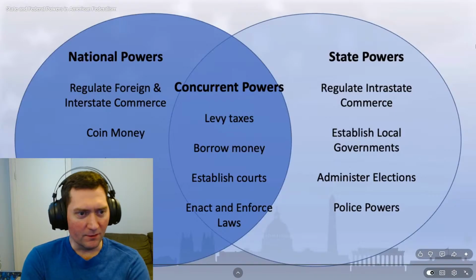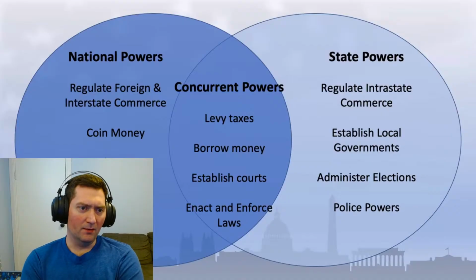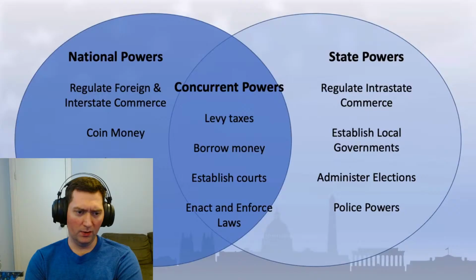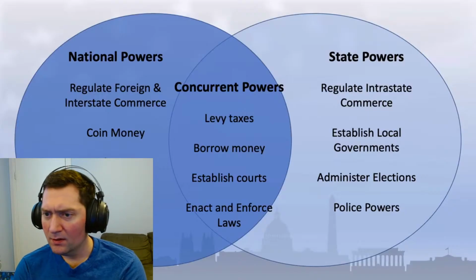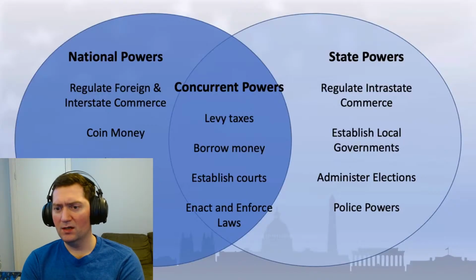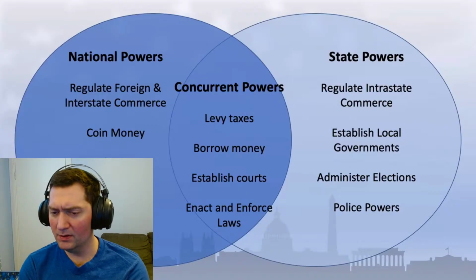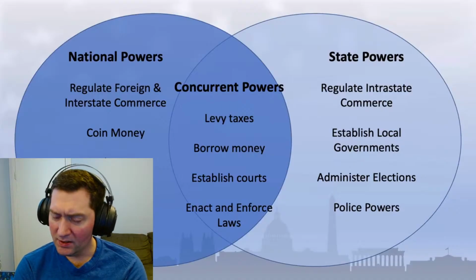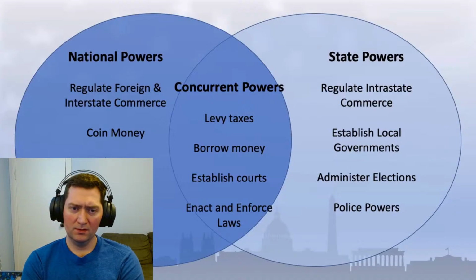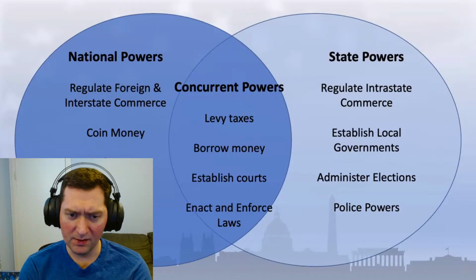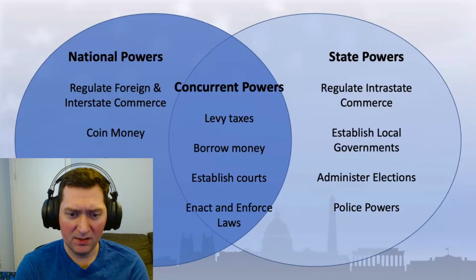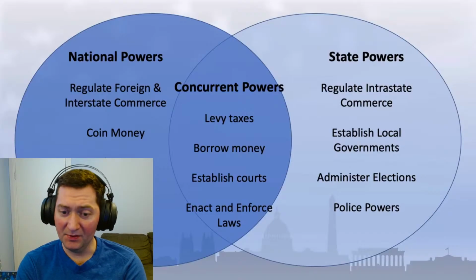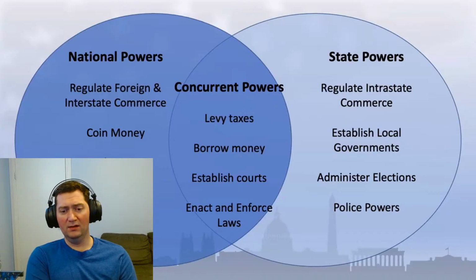Okay, we did not watch this video. Let's see. National powers: regulate foreign and interstate commerce, coin money, declare war, foreign affairs. State powers: regulate intrastate commerce, establish local governments, administer elections, police powers. Concurrent powers, so things that overlap by both: levy taxes, borrow money, establish courts, enact and enforce law.